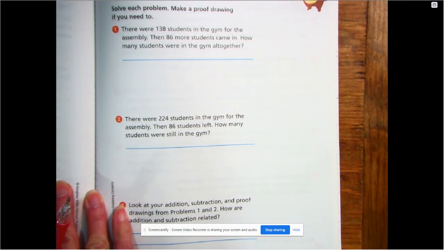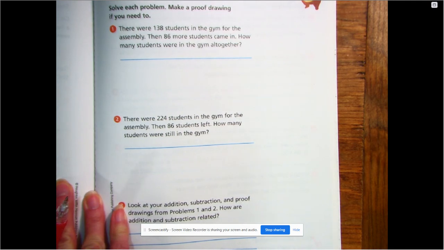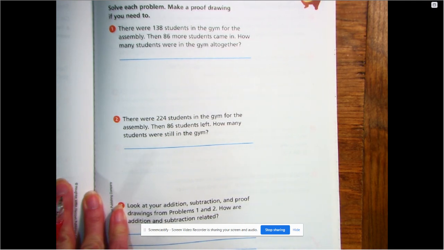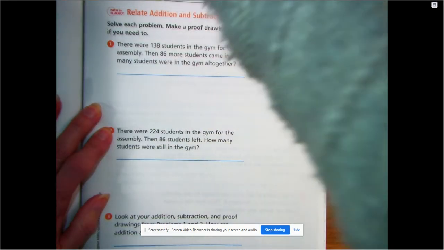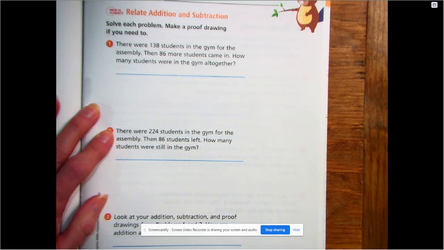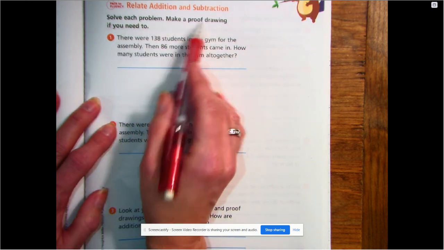Hey friends, we are going to work today on relating addition and subtraction. So that means that we're going to turn to page 221 in your math journal, and we're going to work on seeing the relationship between addition and subtraction problems, just like we worked on multiplication and division as being related. Okay, so page 221.